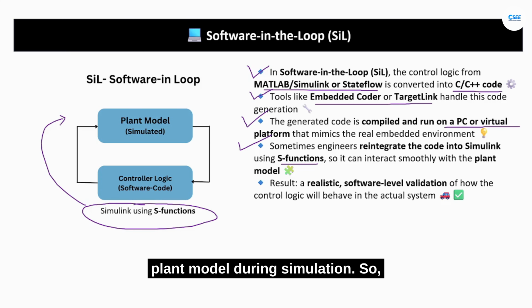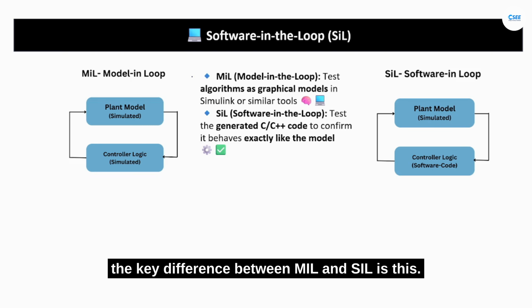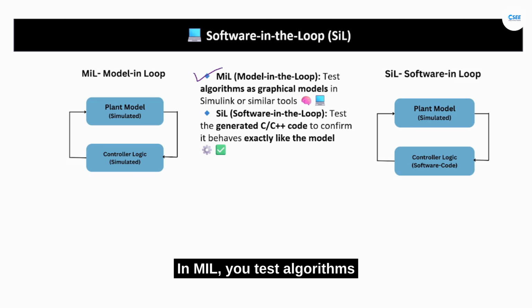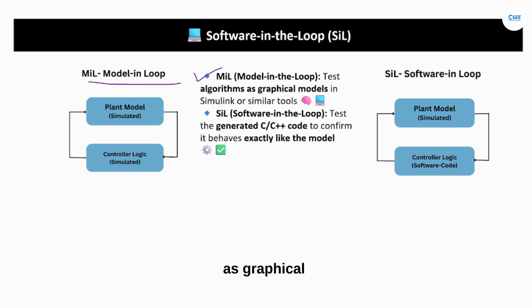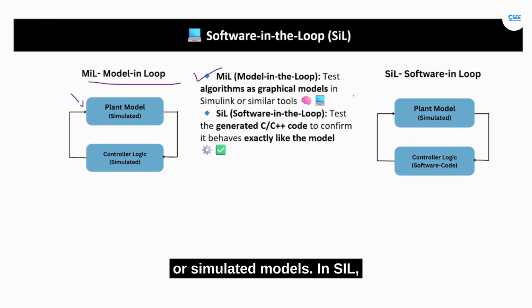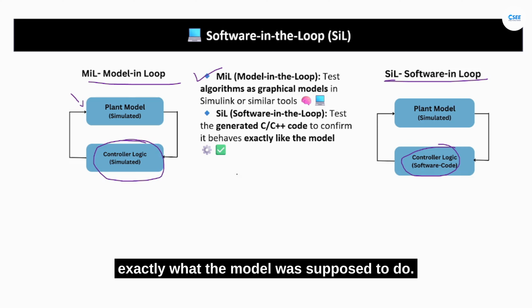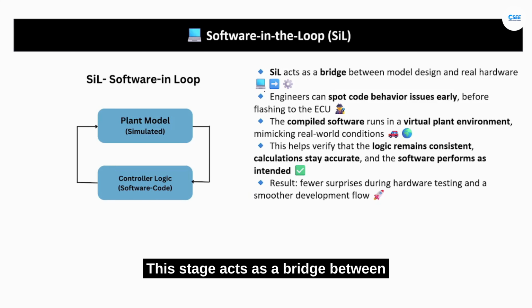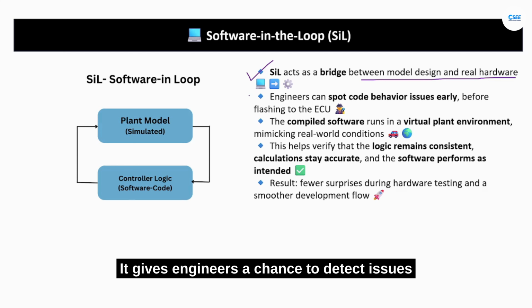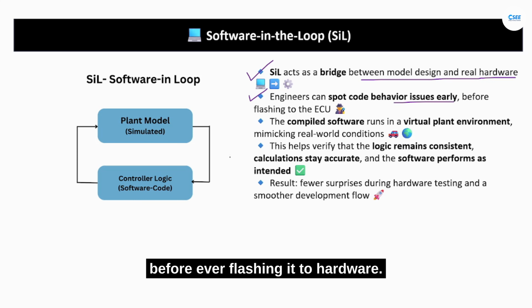during simulation. So, the key difference between MIL and SIL is this. In MIL, you test algorithms as graphical or simulated models. In SIL, you test the code generated from those models to ensure that what the code does matches exactly what the model was supposed to do. This stage acts as a bridge between design and implementation. It gives engineers a chance to detect issues in code behavior early, before ever flashing it to hardware.